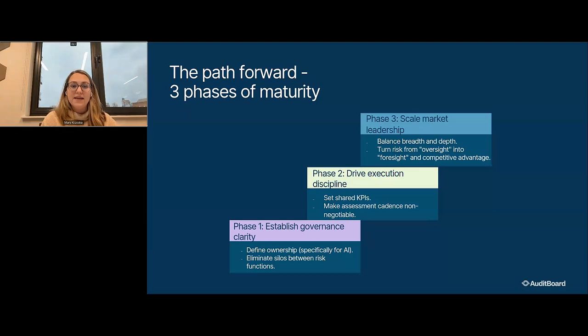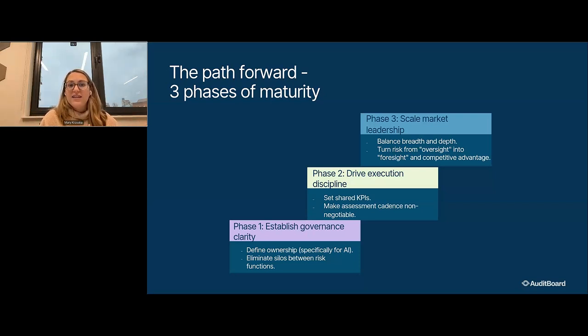And then make assessment cadence non-negotiable. So if there is a new one, what type of assessment can you go out there and do? Make sure you have an assessment structure that's not once a year, but you're actually able to do an assessment with a compelling event as well.